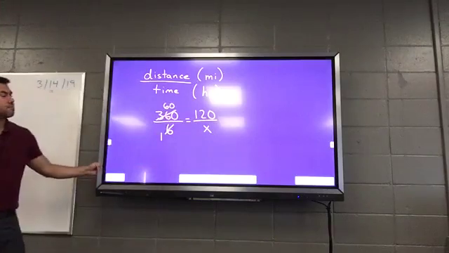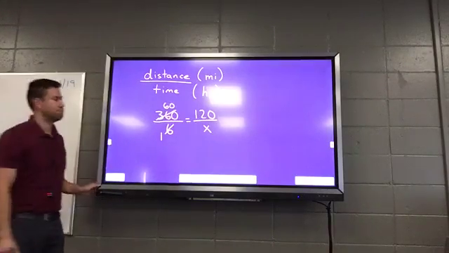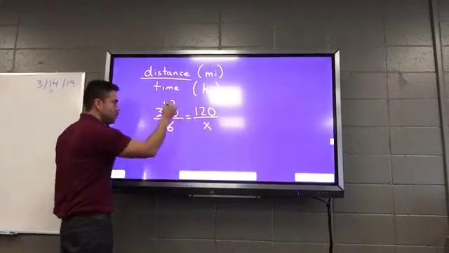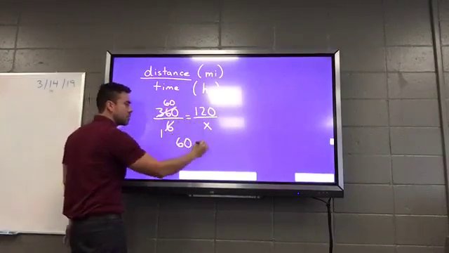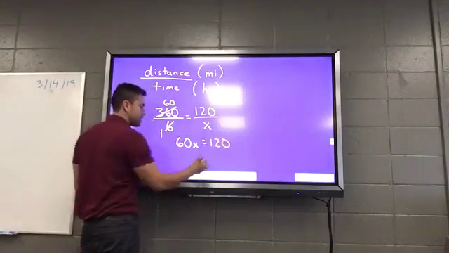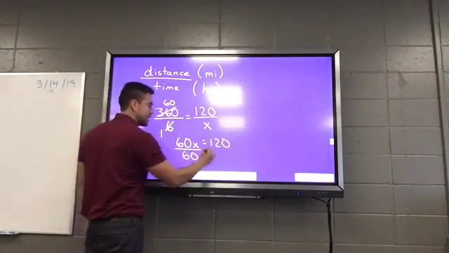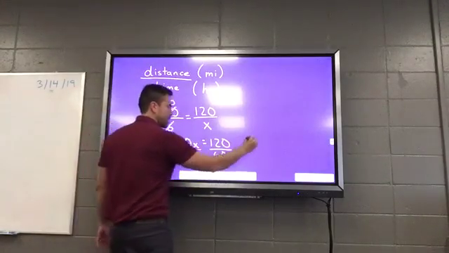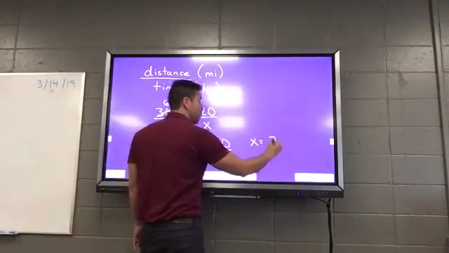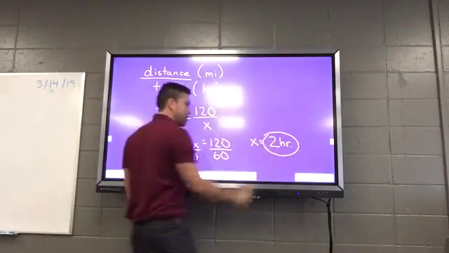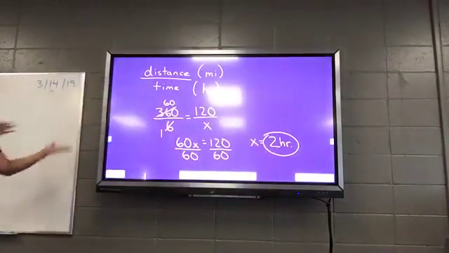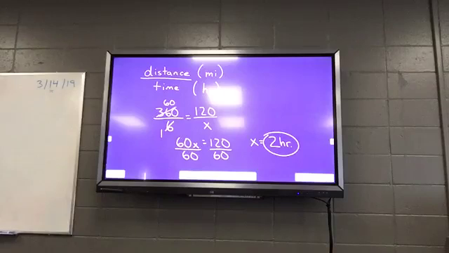Our homework isn't going to be nice like this. What's 60 times x? 60x. What's 1 times 120? That's not too bad. Divide both sides by 60, and you get x equals 2 hours. And again, if you could do that in your head, that's good. It's not going to be very helpful tonight.